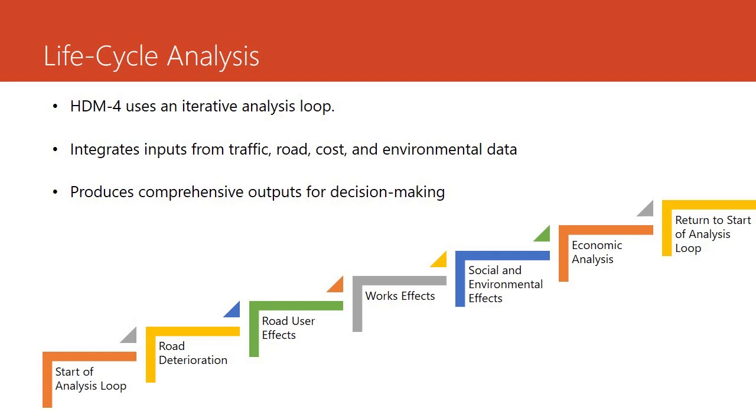The first step in the loop is road deterioration, where the condition of the pavement is predicted based on traffic, climate, and structural properties. This reflects real-world aging and wear of the road surface. Next is road user effects. HDM4 estimates vehicle operating costs, travel time, and accident rates, all influenced by the road's condition. These effects help measure the impact on road users.